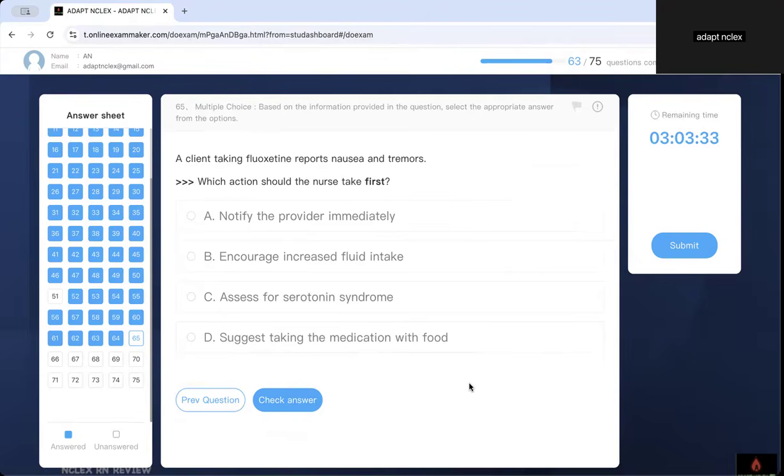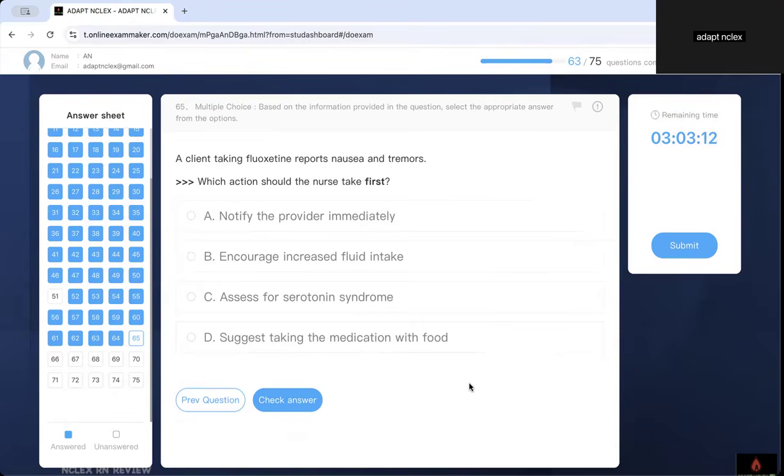65. Client taking fluoxetine reports nausea and tremor. Which action should the nurse take first? Fluoxetine, you have to know, it's an SSRI. Nausea and tremor is a bad combination. Do you let the doctor know? Do you tell the patient to increase fluid, assess for serotonin syndrome, suggest taking the medication with food?